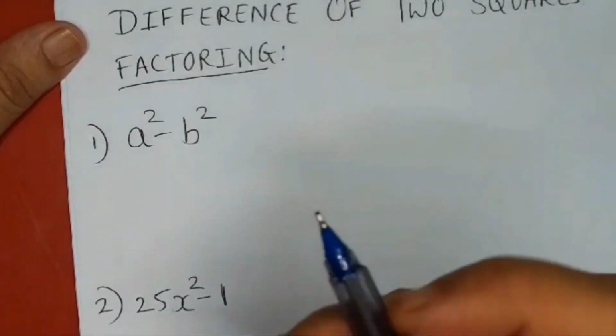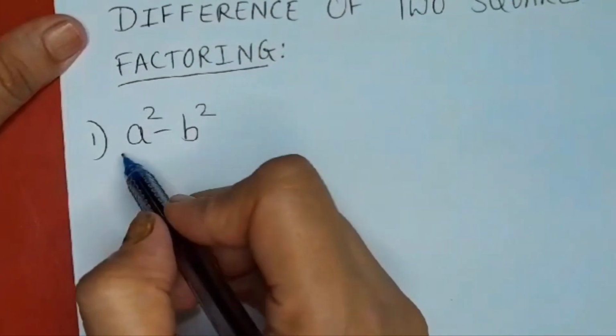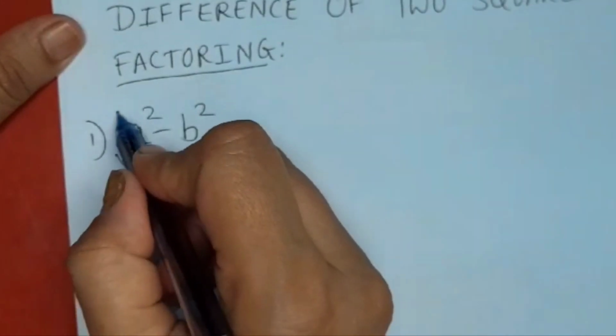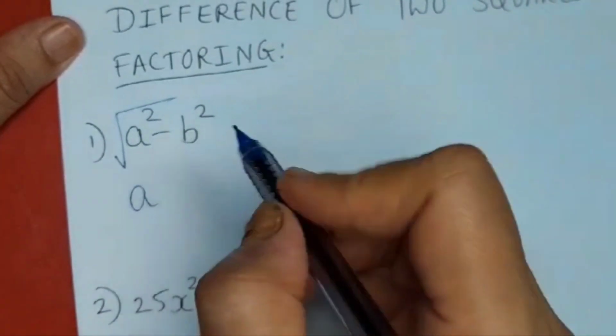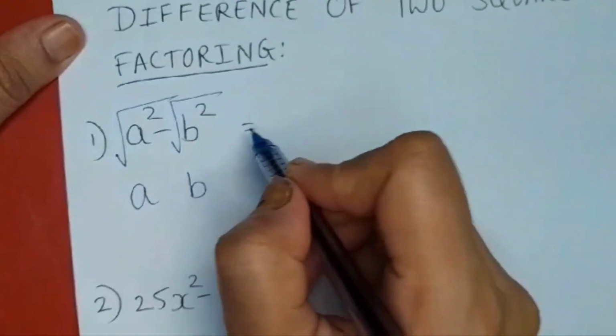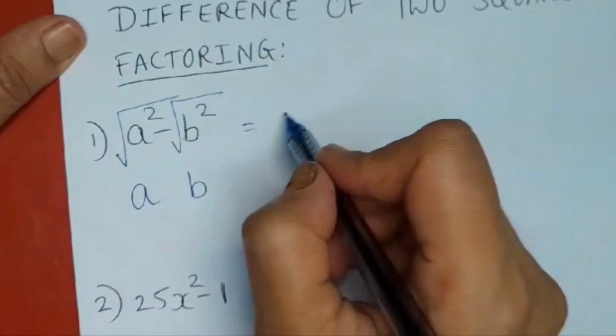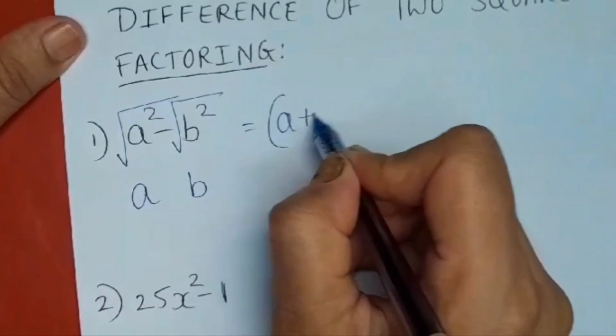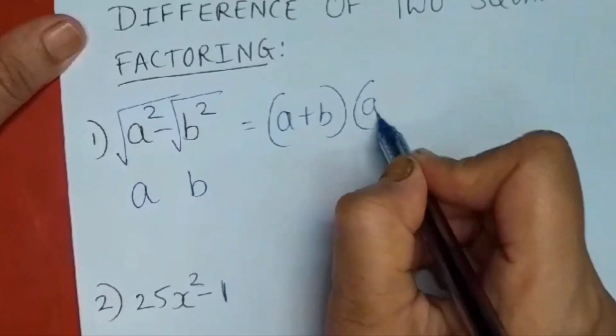sum and the difference. So in the first example, the square root of a square will be a and square root of b square will be b, and then we have to write it in the form of sum and difference. So a plus b and a minus b.